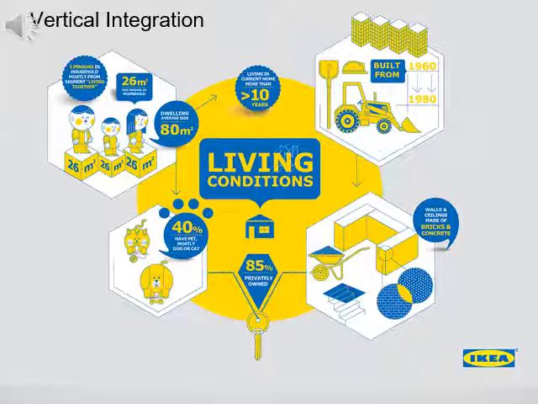IKEA also controls the manufacturing process, beginning with harvesting the wood and the textiles. IKEA controls every single bit of manufacturing and production for all of its products that are sold at its many retail locations, the closest of which would be in Sacramento, here.